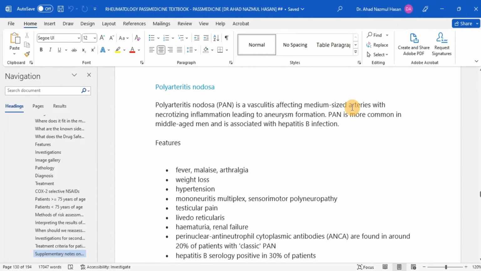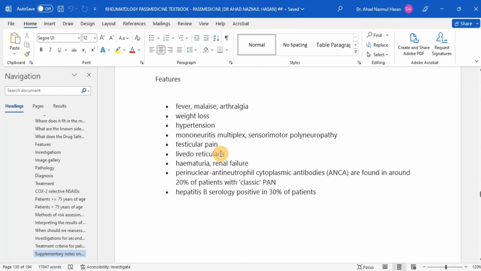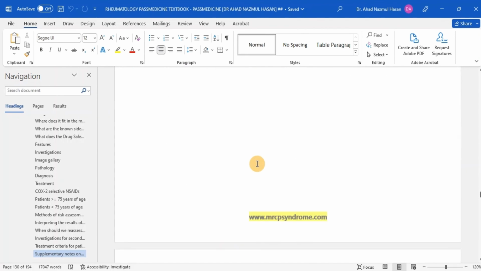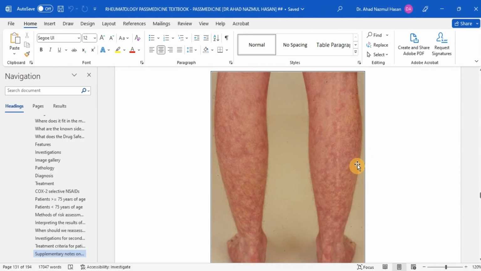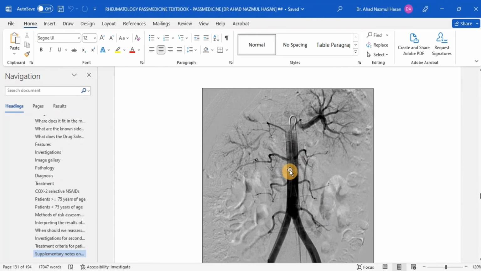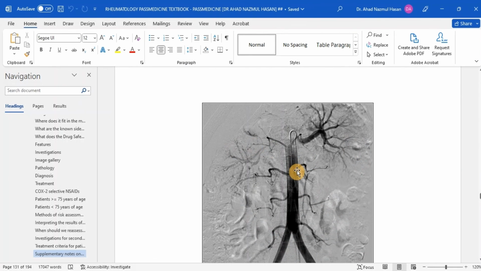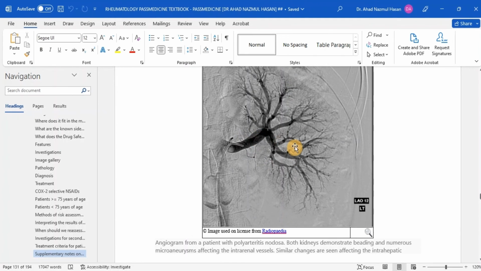Polyarteritis nodosa, a medium-sized vasculitis, more commonly seen in middle-aged patients, and this is commonly associated with hepatitis B virus infection. And the features are important, especially mononeuritis multiplex and livedo reticularis. So what are these? Livedo reticularis. Yeah, these are the vasculitis. And look at the beaded appearance here. This type of beaded appearance is highly suggestive of polyarteritis nodosa.